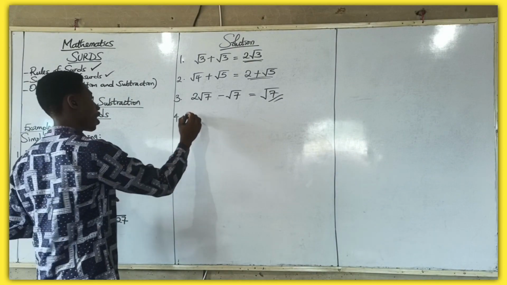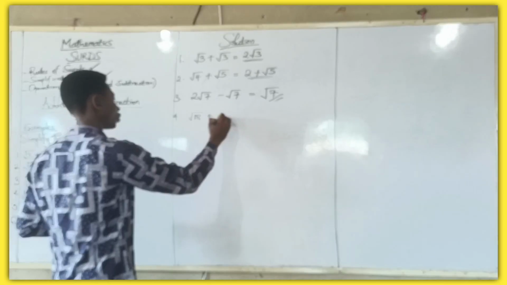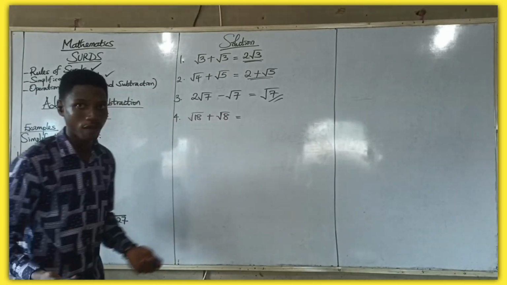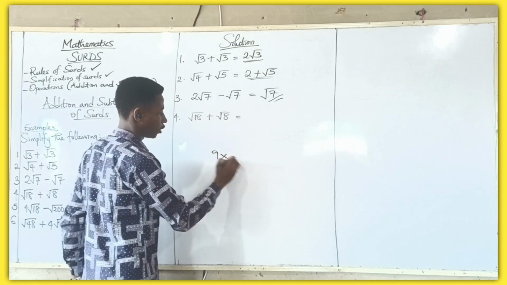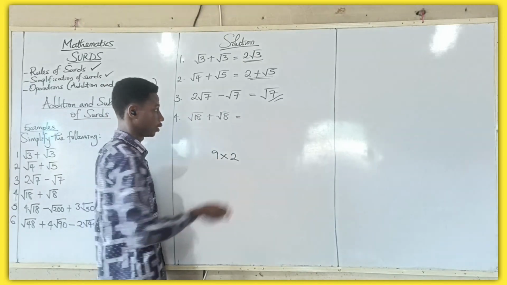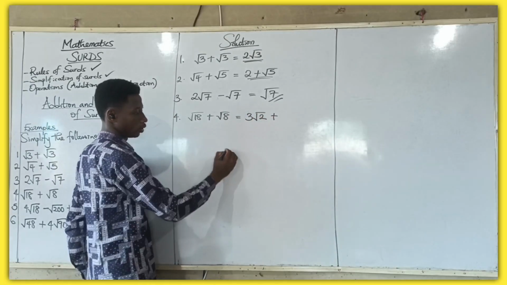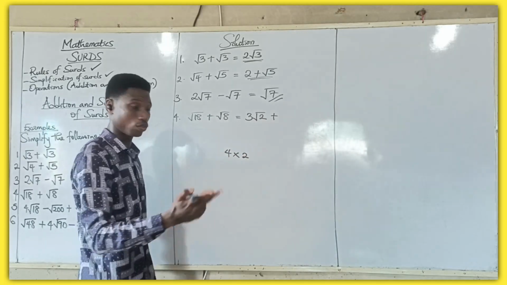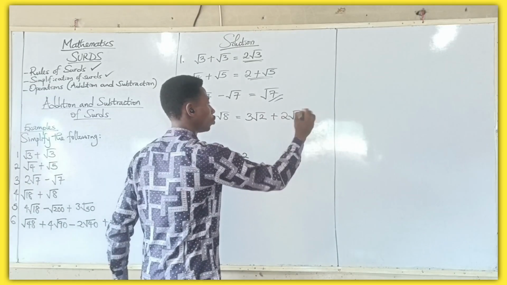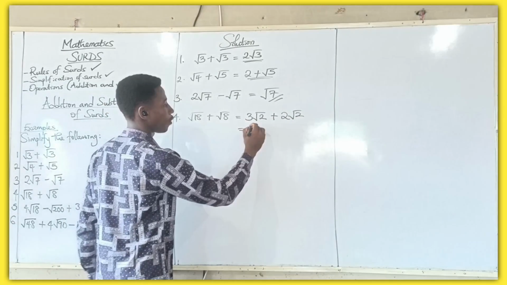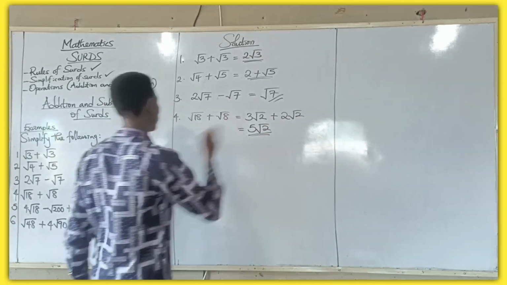Number 4, we have √18 plus √8. Now, this looks like surds that we can simplify further. 18 is 9 times 2. Square root of 9 is 3. That will come outside, and that will be 3√2. Plus 8 is 4 times 2. Square root of 4 is 2. That will come outside, and we'll have 2√2. So they are like terms because they are both √2. We can add 3 plus 2, and we have 5√2. That's the answer to that.